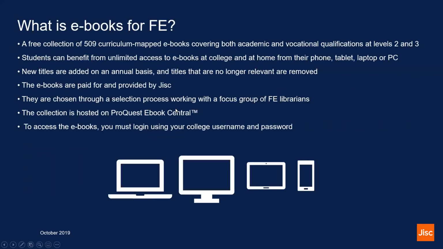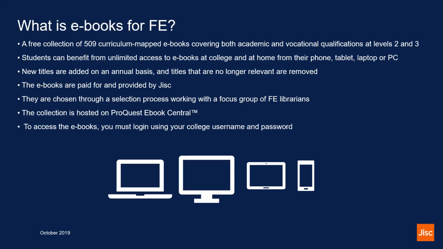So what is eBooks for FE? eBooks for FE is a free collection of 509 curriculum mapped eBooks covering both academic and vocational qualifications at levels 2 and 3. The titles cover a range of qualifications including A-level, BTEC, NVQ, VRQ, and GCSE English and Maths. We cover Scottish qualifications including SVQ, Highers, Nationals, and Intermediates.